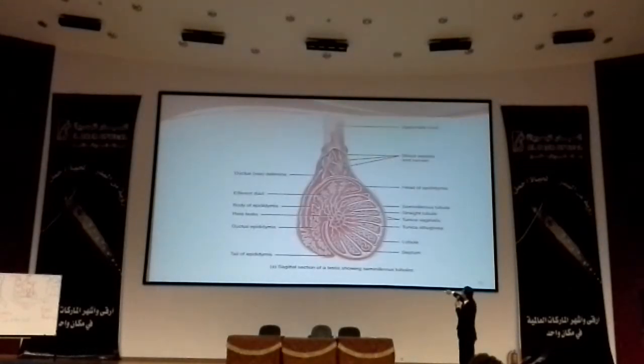Next. This is a testis, and this is what we call the spermatic cord. It is composed of 3 layers of membrane. Now, there is a testicular artery. There is a vas deferens that carries sperm. There is a testicular vein, which makes a plexus called the pampiniform plexus. There are autonomic nerves, and a deep branch, what we call the genital branch of the genitofemoral nerve. You remember the lumbar plexus?